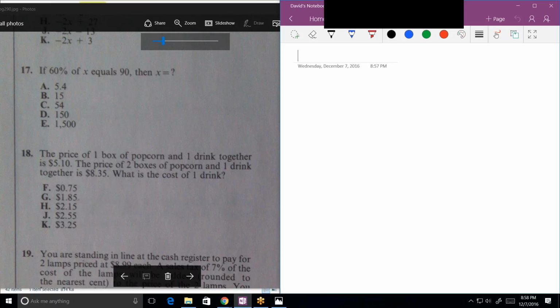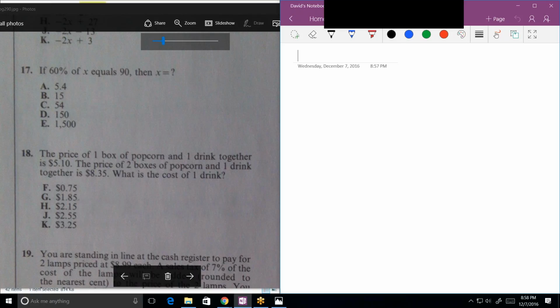60% is less than 1, right? So when I take 60% of a number and get 90, that number's got to be bigger than 90. So it's got to be 150, right? In other words, it's certainly not 1,500. 60% is more than half. So if it was 1,500, 60% of that would be 900. But 60% of 150 is 90. You're done. You certainly don't need to try any of these.